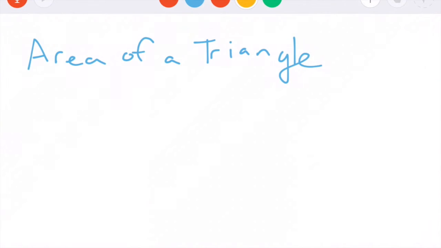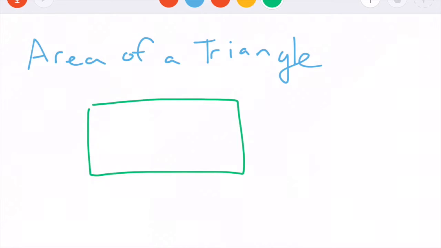Good morning. Today we are here to talk about the area of a triangle. But before we start talking about the area of a triangle, we are going to look at a shape we already know, which is a rectangle. To find the area of a rectangle, we take the base and we multiply it by the height. That gives us the area. That's how much space is in there.